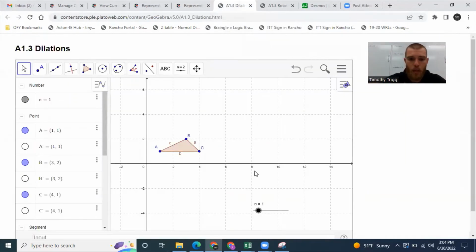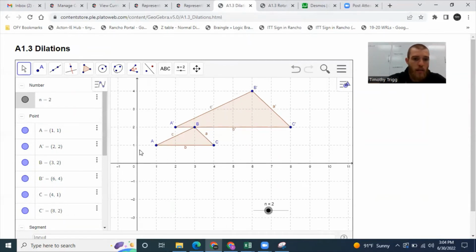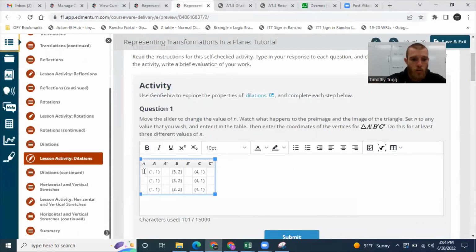So I'll show you what to do. We're going to move point N, go ahead and move it to like 2. Notice we're dilating. We would call this a dilation by a factor of 2, and we usually use the letter N for our factor of dilation. In this case, point A on the pre-image ended up getting transformed to A prime on the image, right? So (1, 1) ended up becoming (2, 2). When we use a scale factor of 2, (1, 1) became (2, 2).